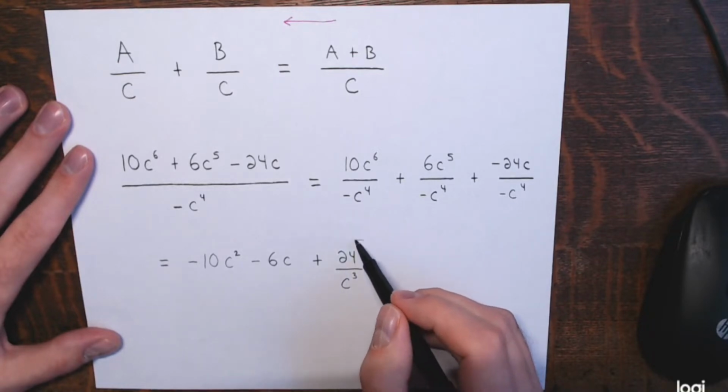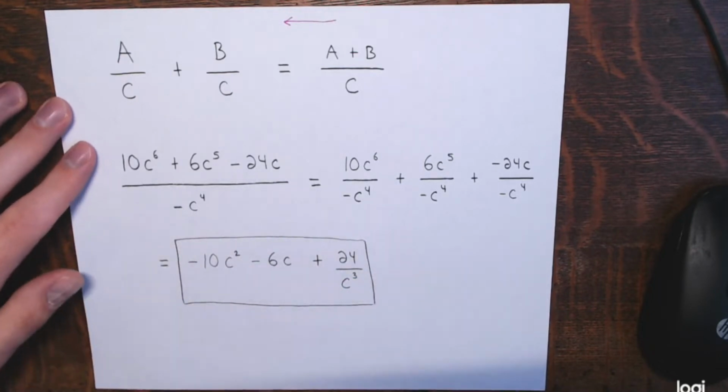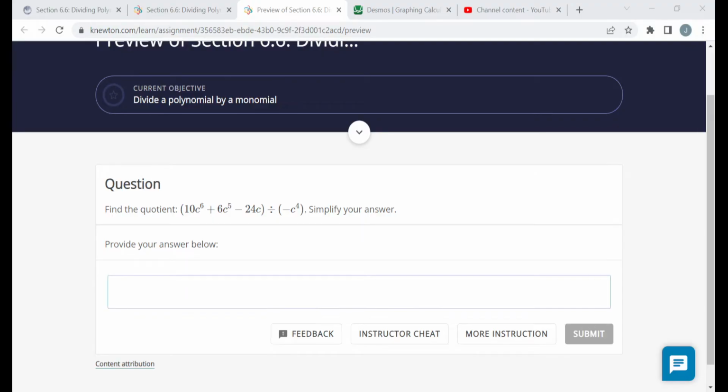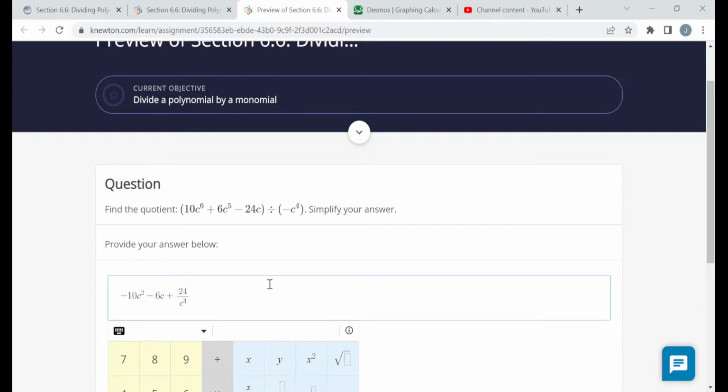And this is what they want. This is as simple as all those quotients, all those fractions get. All right, so writing in the answer box, negative 10c squared minus 6c, and then that last fraction plus 24 divided by c cubed. And there's the result of dividing the trinomial by this monomial.